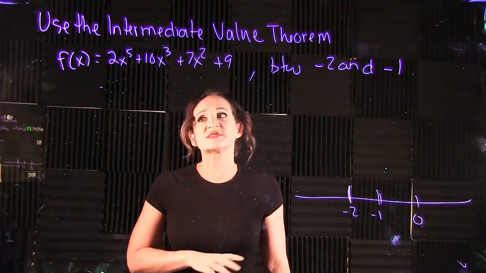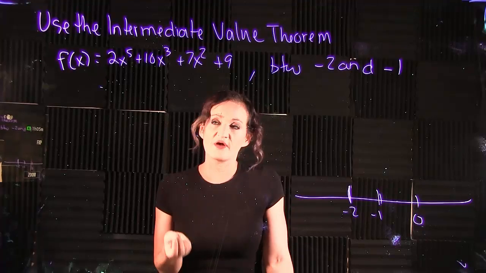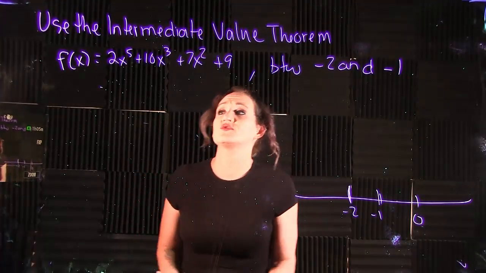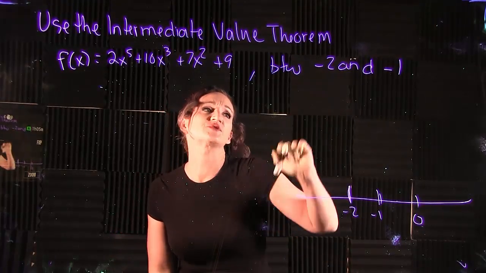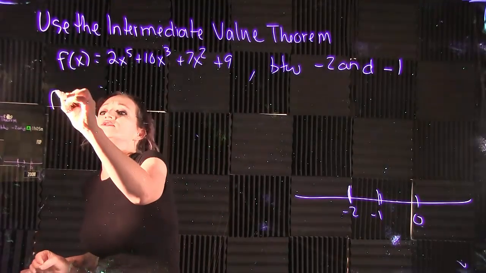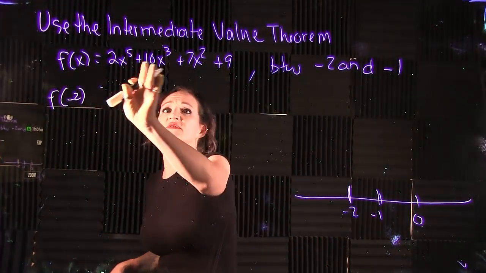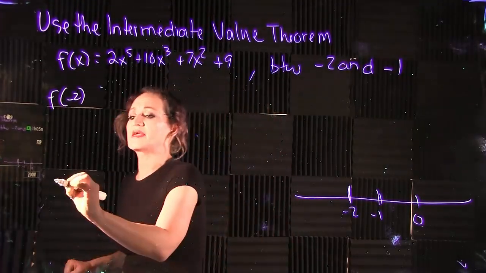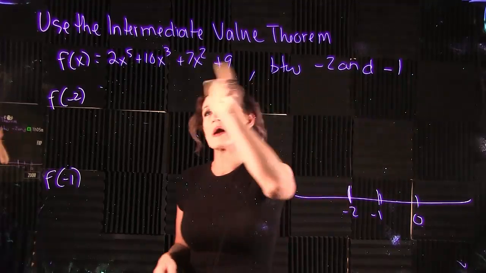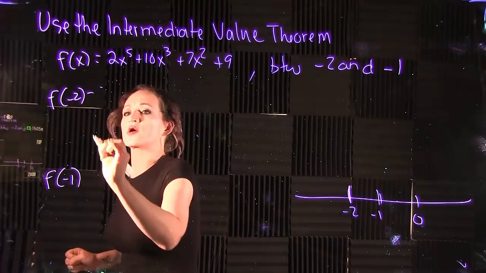So instead of actually solving the entire equation, we can use the intermediate value theorem to answer that question for us. The way that we do that, if we want to know if a 0 exists between -2 and -1, it's simply evaluating. We're going to find f of -2, plug -2 in for x, simplify the problem, get an answer. Do the same thing with -1: plug -1 into the equation, get an answer. So let's work on doing that first.